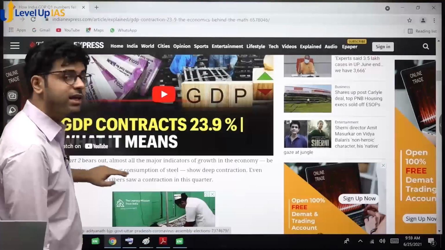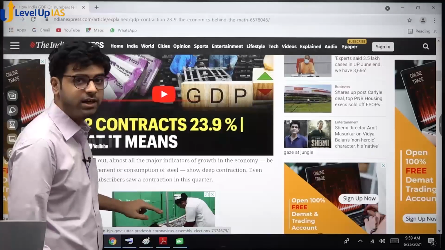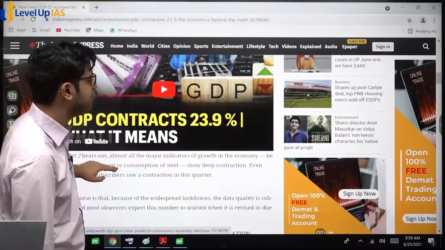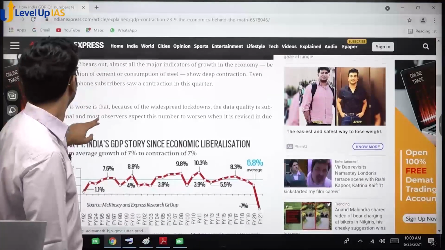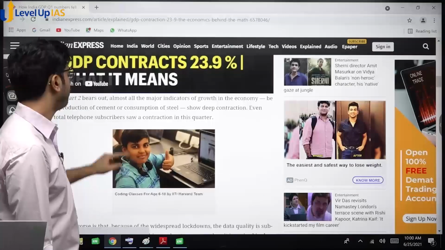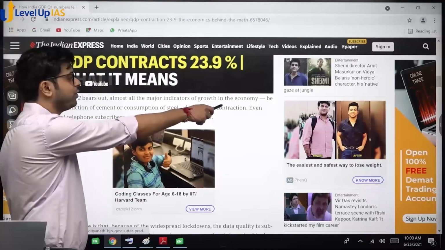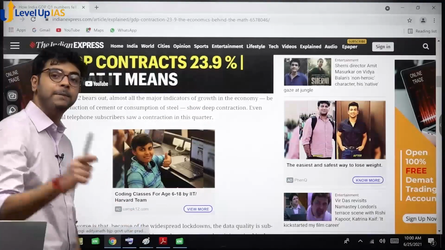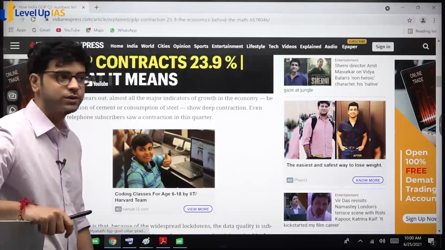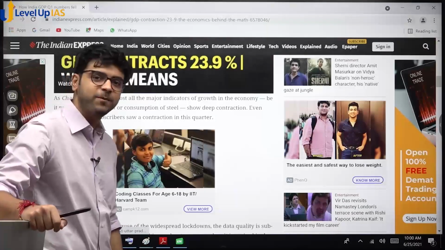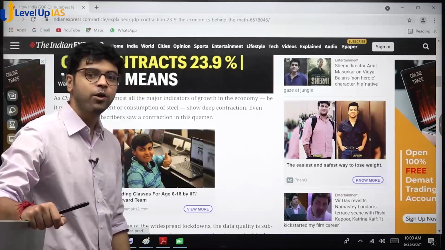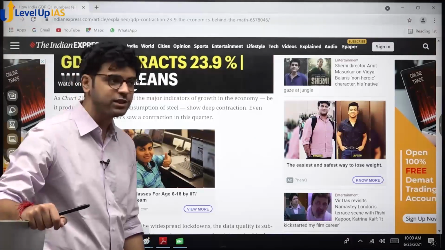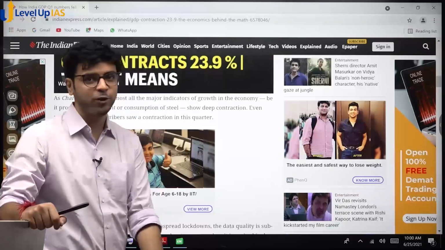Everyone can read this, but understanding is very different. So we are able to understand every word of it. As chart 2 bears out, almost all the major indicators of growth in the economy. Okay? This is how I will show you how to make notes. Is growth there in our syllabus? Yes. In the first point, growth is there. Indian economy and issues relating to planning, mobilization of resources, growth, development, employment.